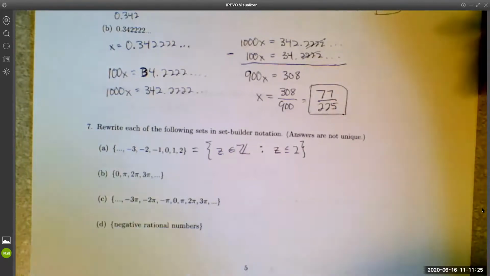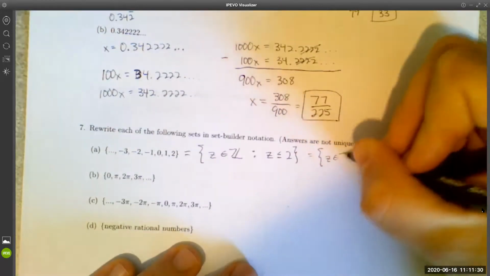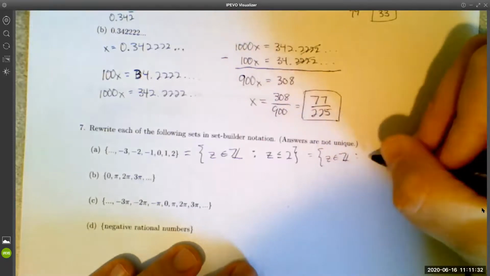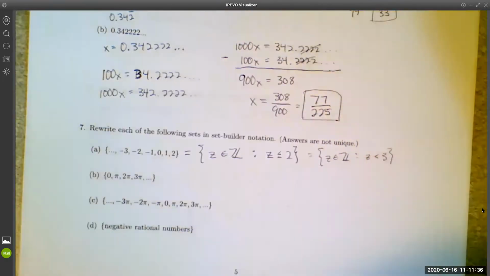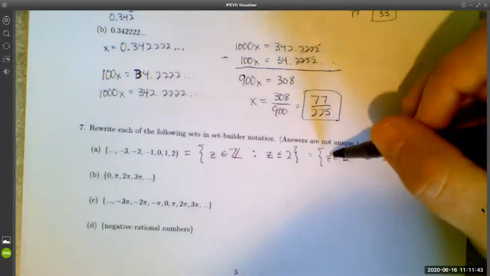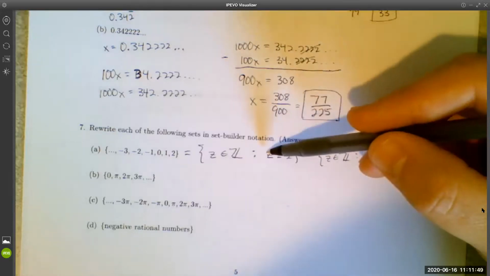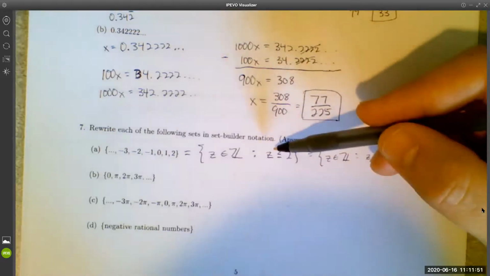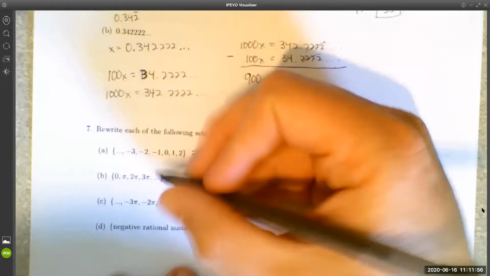There are other ways that you could write that. Like you could say, it's the set of all integers where z is strictly less than 3, right? That would be the same set. Or you could, if you wanted, say it's the set of all numbers of the form z minus 1, where z minus 1 is less than or equal to 2. So in other words, where z is less than or equal to 3, right? I mean, you could come up with all kinds of representations.